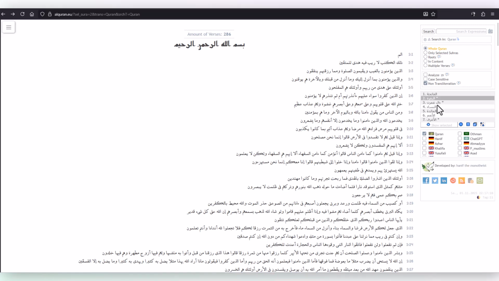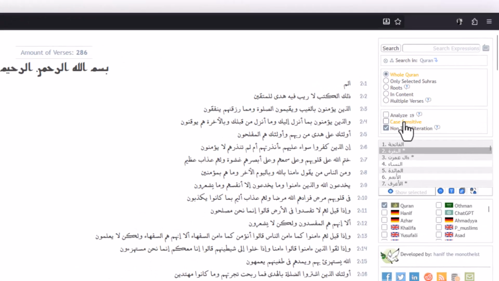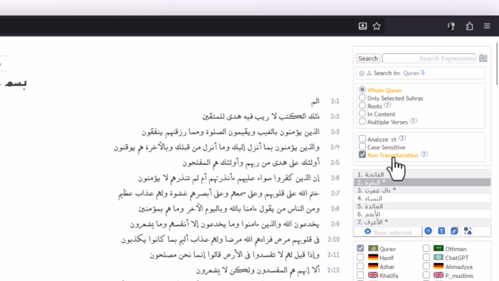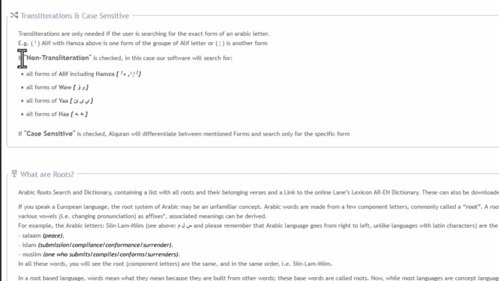So we still have the bottom options over here, two options: non-transliteration and case sensitive. Analyze is a bit bigger, so we start later with it. First of all, non-transliteration. To explain it, if you just go to the question mark and jump to this area, you get enough explanation, but we say it in a short way.